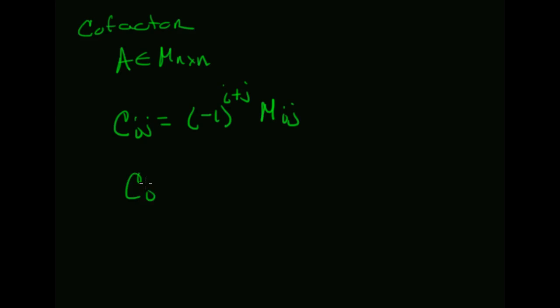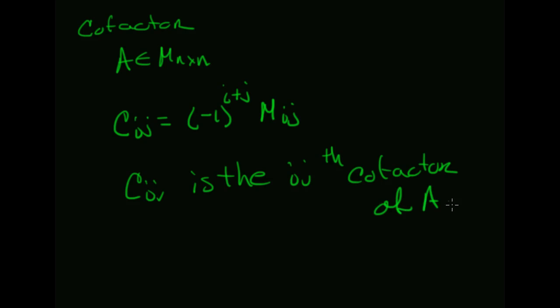So Cij is the ijth cofactor of A. This begs the question, why do I need a cofactor, right? So the minor is part of the cofactor. It's just a signed minor. And then once I have the cofactor, I can expand by cofactors and end up with a determinant.